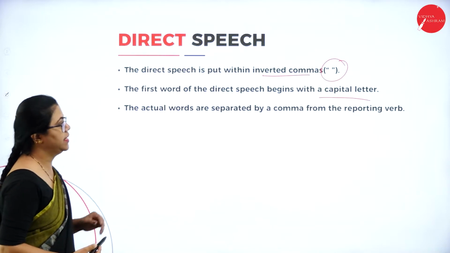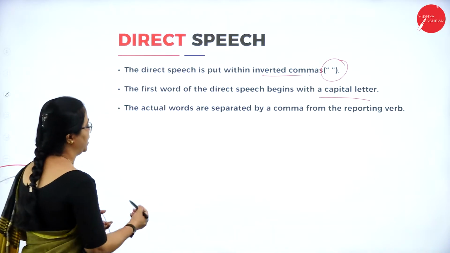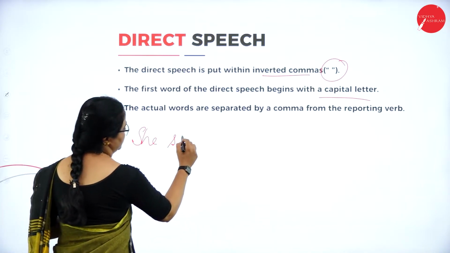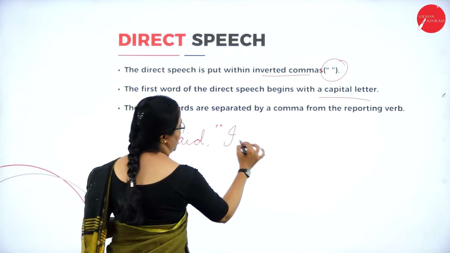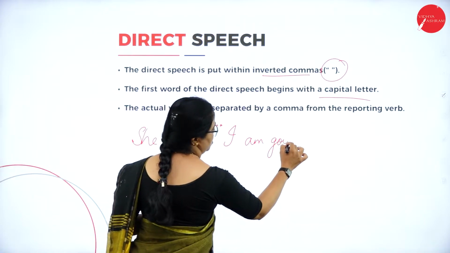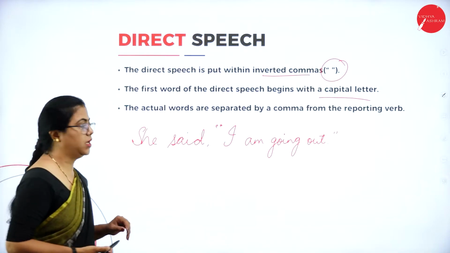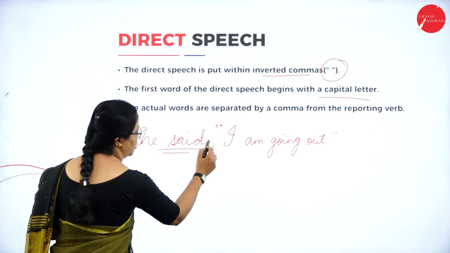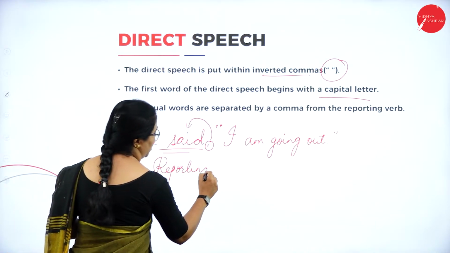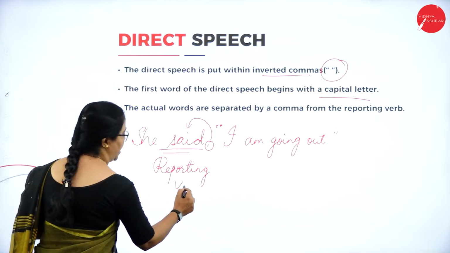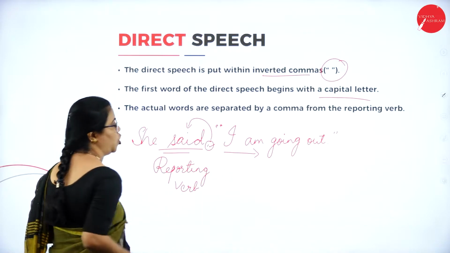Fine. The actual words are separated by a comma from the reporting verb. So which is the reporting verb here? Let me write a dialogue. So here you can write, she said, and I am writing it within the inverted commas, I am going out. This is just an example I'm taking. I am going out. These are the actual words of the speaker here. So whatever you find just before this comma, this is called the reporting verb, and the reporting verb and the actual words of the speaker are separated by a comma here.